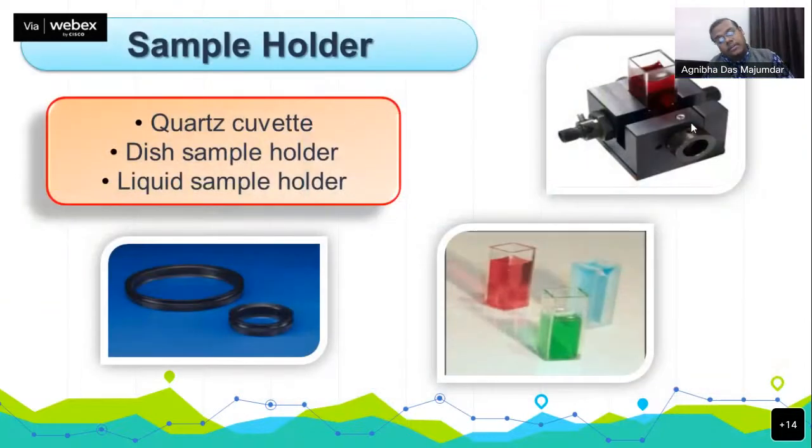Now the sample holder, this is also an important part, because we have to hold the samples. In the sample holder, we can use the quartz cuvette, the dish sample holder, or the liquid sample holders. Those holders can be made with silica glass.